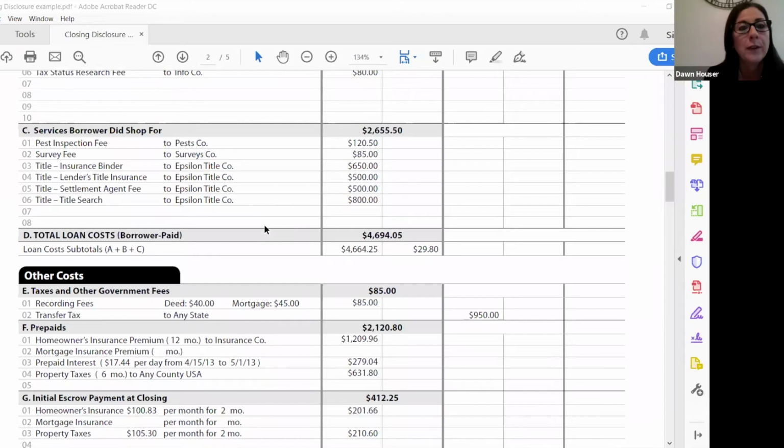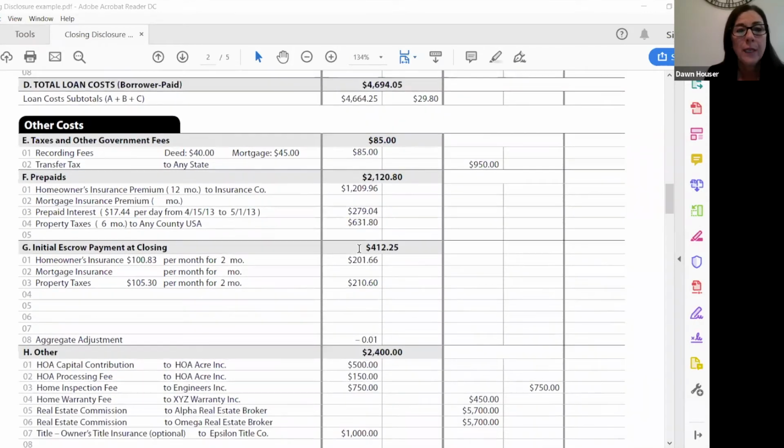So we have the ability to pick whoever you want to do the pest or the survey. And then the title company, in this case, the borrower could have shopped around for a title company. So that's why we have the shop for put in there. Those would probably be a little bit higher than we see right here for title insurance in our county, but still an example of things that the buyer is paying as their closing cost. And then in section D, it just adds up A, B, and C for most of the closing costs there.